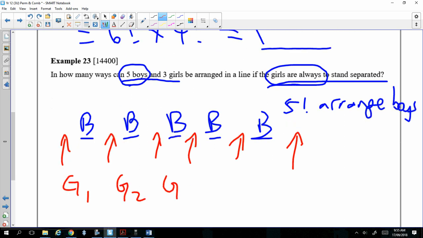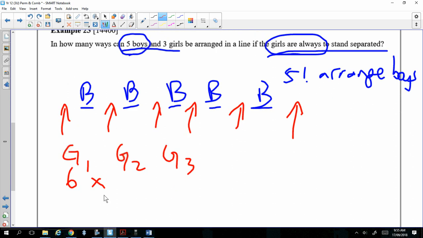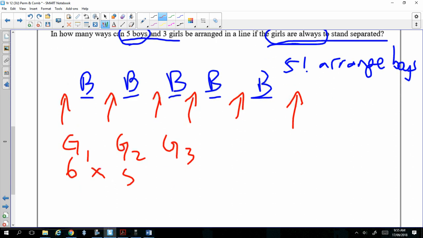5. How many choices for the next girl? 4. So therefore, the total number of ways will be 5 factorial multiplied by 6p3. And then see if you get the answer. Okay, I'll just stop the video. So every time you see a question with separated, that's what you do.